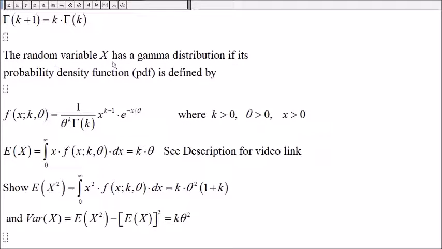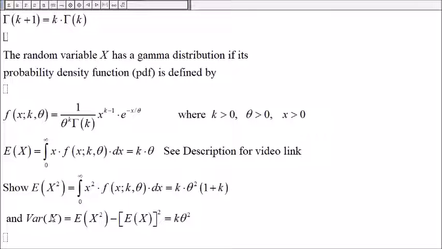And so here we have the random variable x that has a gamma distribution, and this is the gamma probability density function. In an earlier video, we found that the expected value of x, or the mean of x, is k times theta. For that video, see the description for the video link. And now we want to find the variance of x.